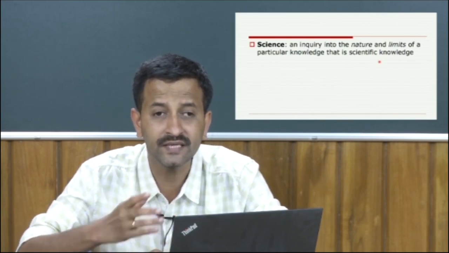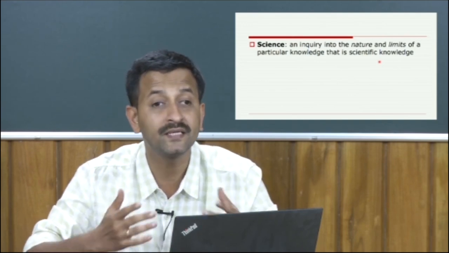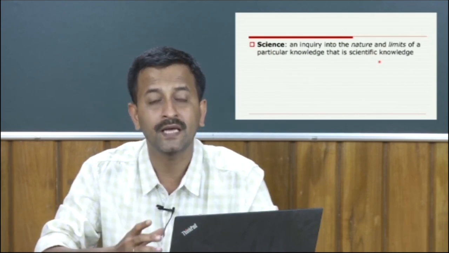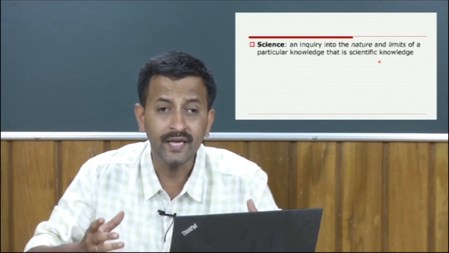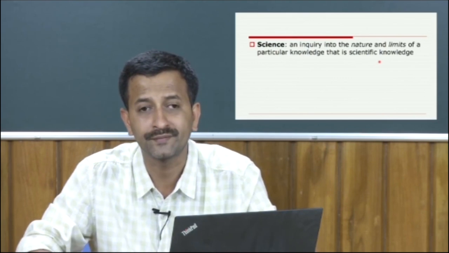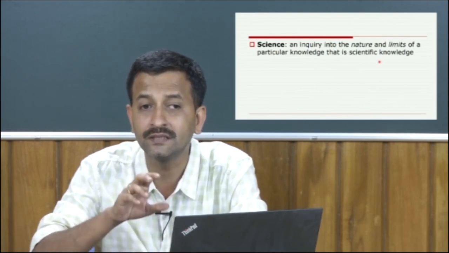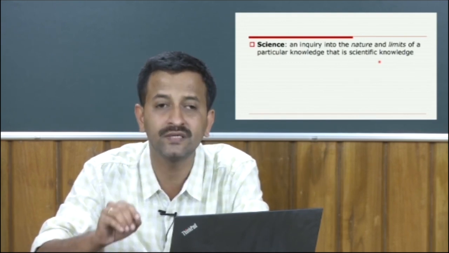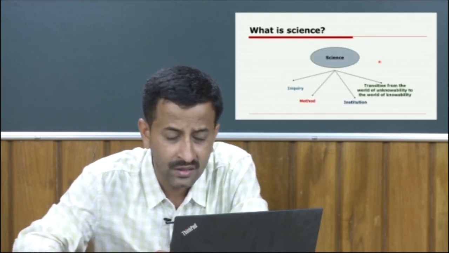If you look at even a set theory, if I say women, there may be many subsets. I can say American women, African women, Asian women. Even a subset called Asian women can also depict many other subsets, when I mean Indian women, Chinese women, Japanese women, Pakistani women and so on. When I say women here, I pose some limiting conditions, not limitations. In this context, science is an inquiry into the nature and limits of a particular knowledge, that is scientific knowledge. Science is also a method.